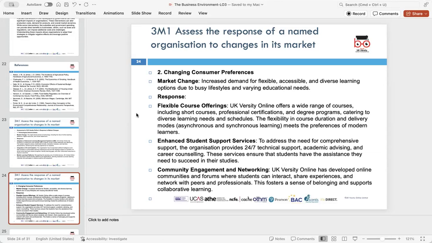Changing consumer preferences and flexible course offerings. UK Versity offers a wide range of courses to cater to different learning needs. These include short courses, professional certifications, and degree programs. The flexibility in course duration and delivery modes allows students to learn at their own pace and on their own schedule. Online learning lets students access materials and complete assignments at their convenience.